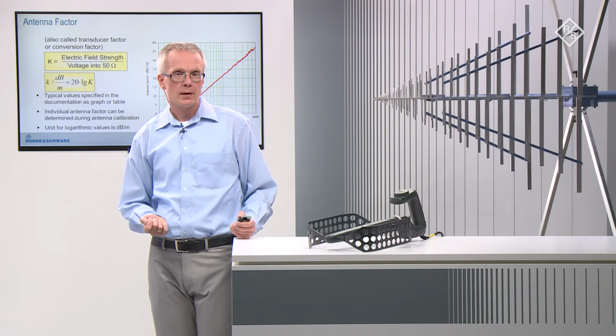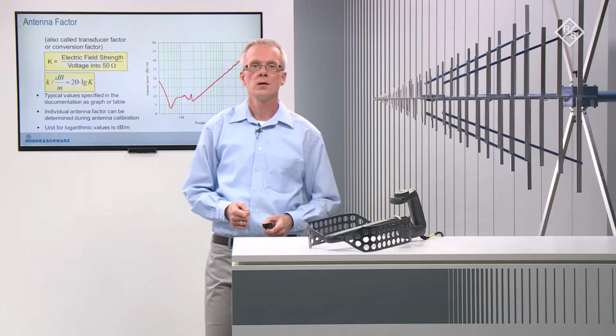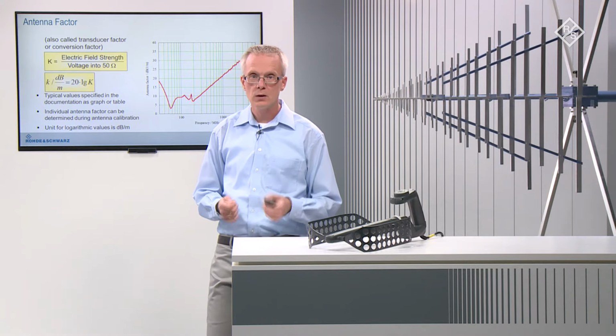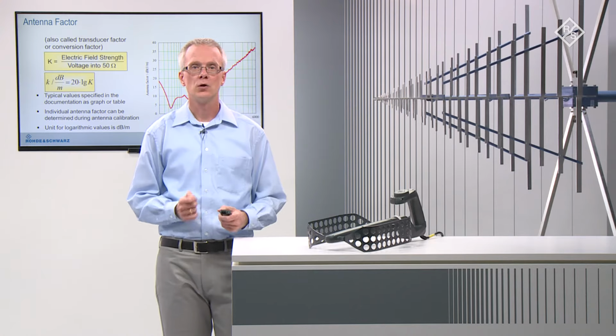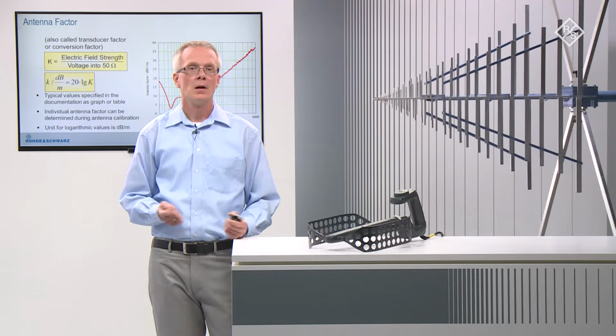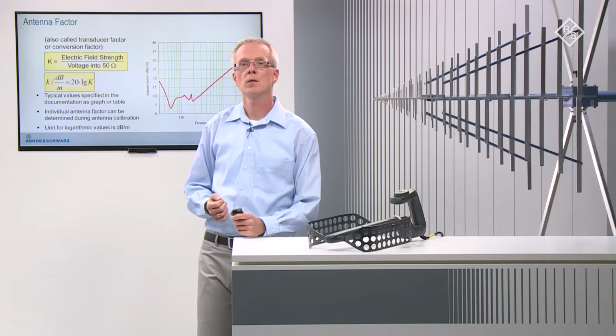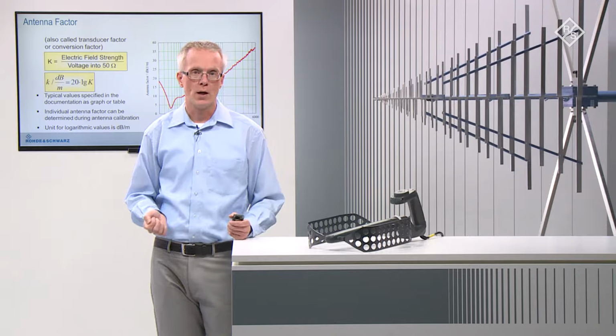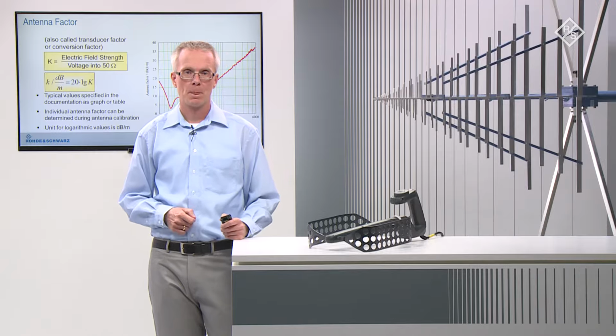For measurement antennas, it is common practice to determine the exact and individual antenna factors during the calibration of the antenna. These would then be available in the calibration document or calibration report of the antenna.